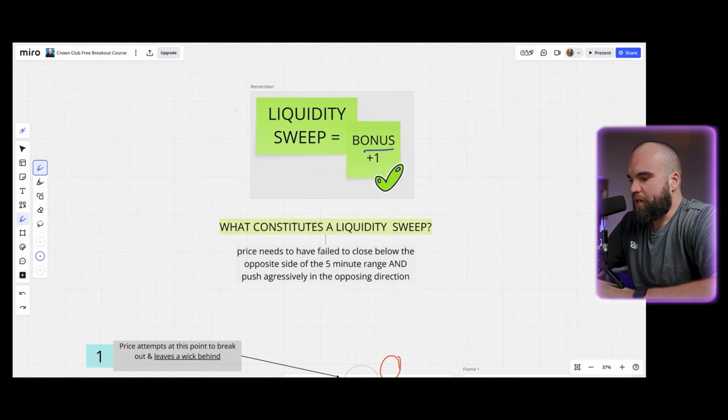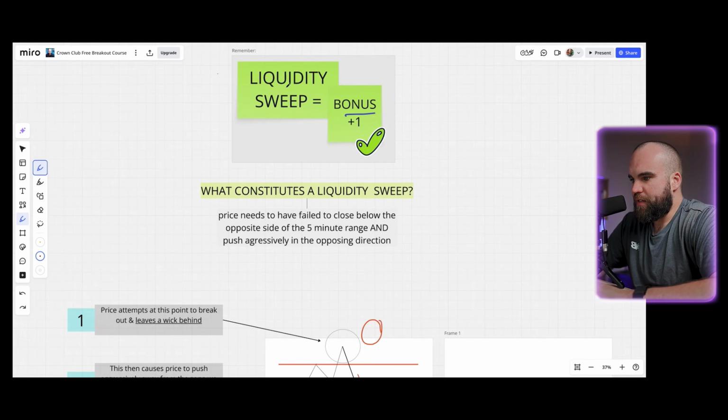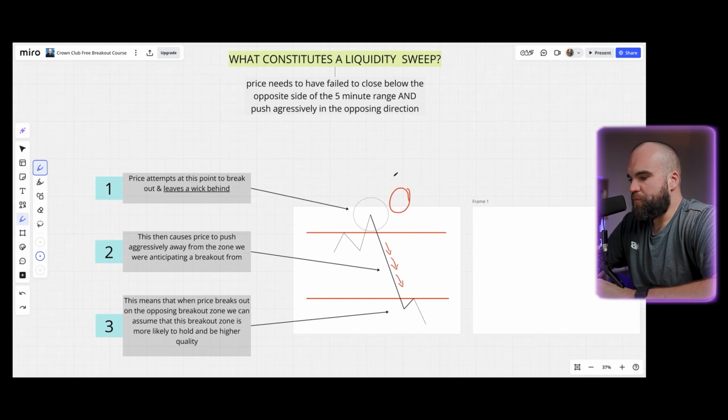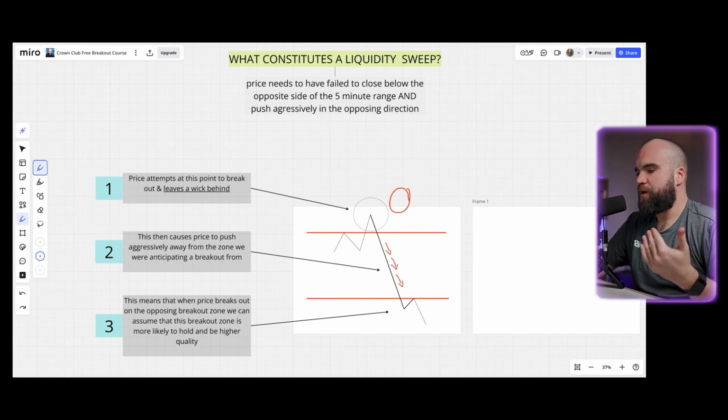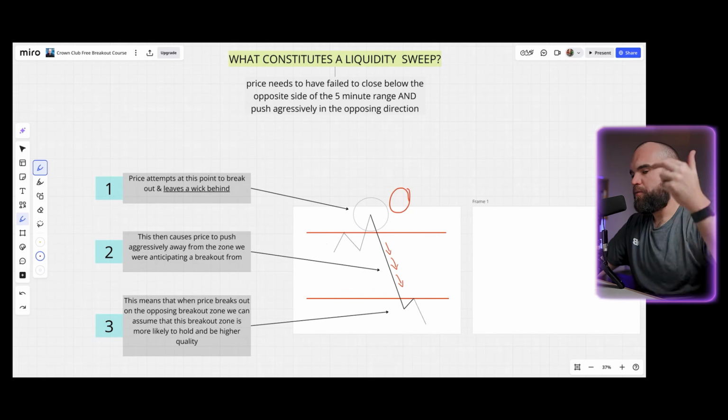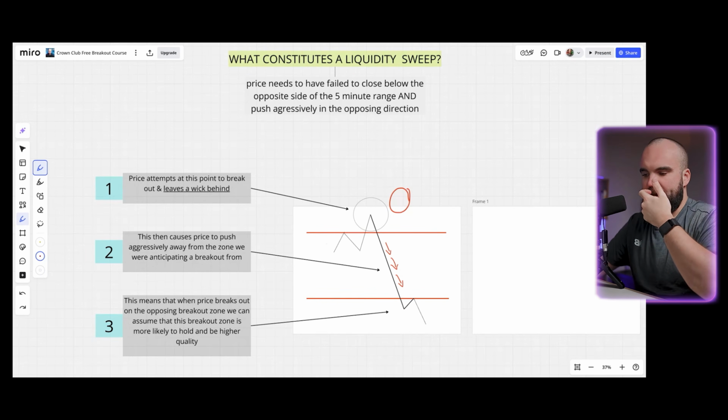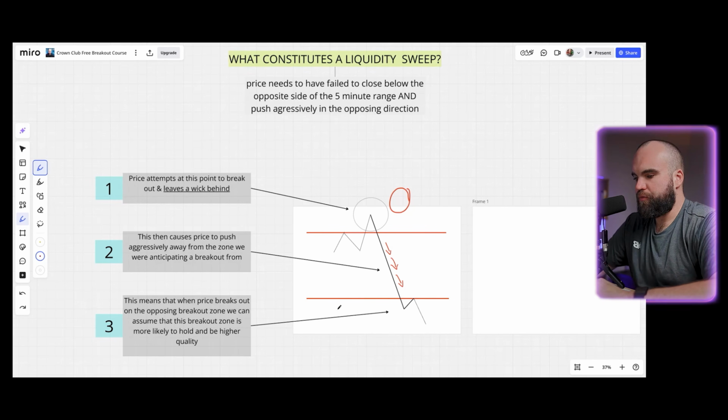So what does that actually mean? So basically a liquidity sweep is when we've got our two zones that we're about to trade our breakout from. And if you want to understand the breakout strategy I trade, I will link that in the description down below. Okay, you can learn it for free.